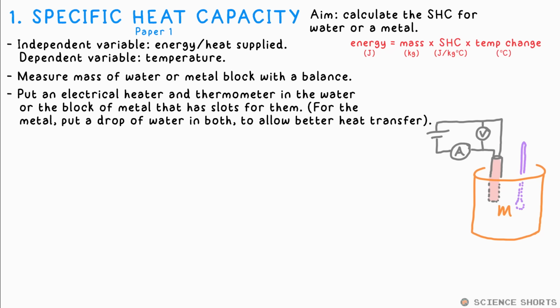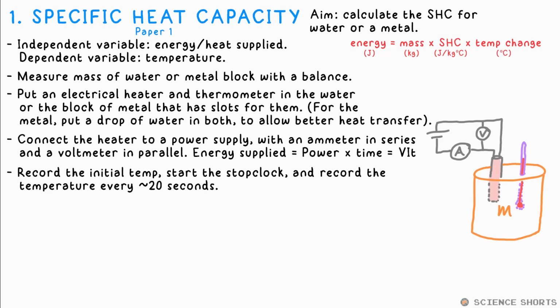Measure the mass and place a thermometer in it to get the initial temperature. Turn on the heater and we measure the temperature, the dependent variable, every 20 seconds, say. We should also measure the current and PD in the heater using an ammeter and voltmeter respectively. This is important as it allows us to calculate the power supplied to the heater and therefore the block.